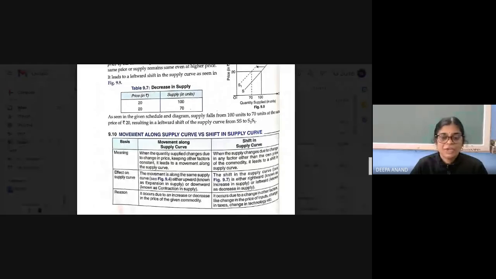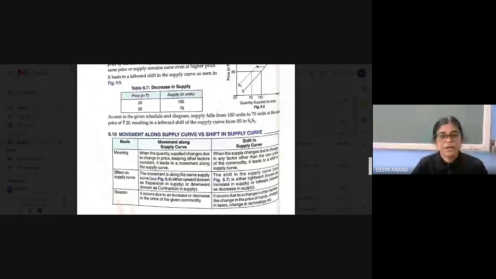Shift in supply curve क्या है? When there is a change in the supply curve due to some other factors, remaining the price constant, that is known as shift in supply curve. Now, the next is effect on supply curve. क्या effect होता है? There is either an upward movement or a downward movement on the same supply curve in this case. And what happens in a shifting supply curve? It shifts either rightward, that's increase in supply, or leftward, that is decrease in supply.